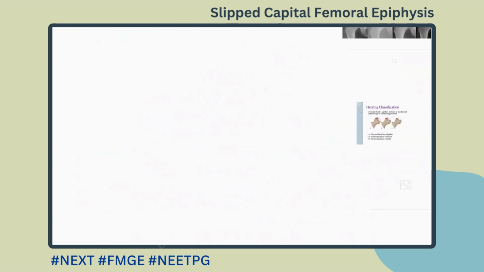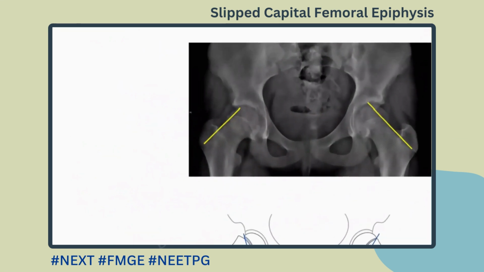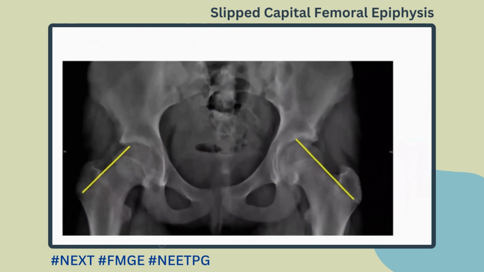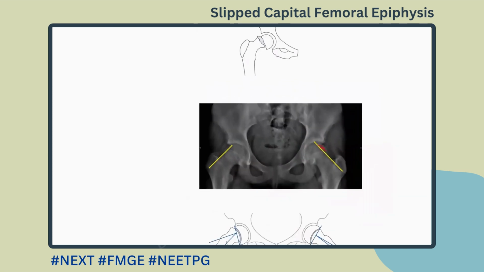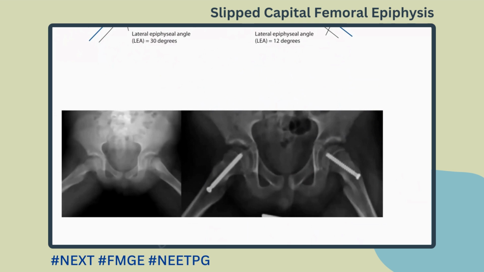If there is an X-ray, I'll just show you an X-ray. Can you see the picture here? What is this yellow line called? It is Klein's line. Here it is cutting the head, but on this side it is just touching or not cutting through it. So this sign is called what? Trethowan's sign. And how do you fix it? You fix it with a screw like this. You can do prophylactic pinning on both sides. Okay.